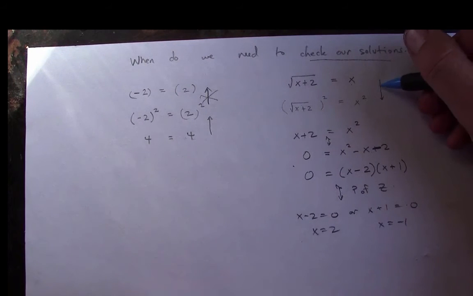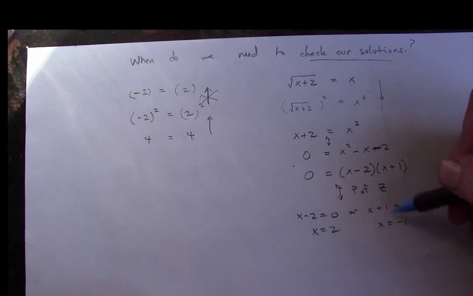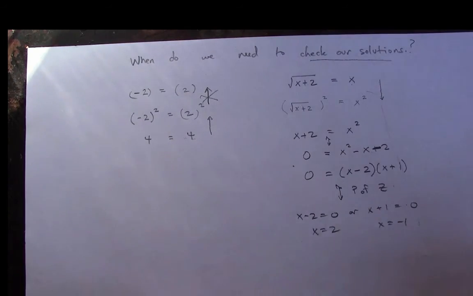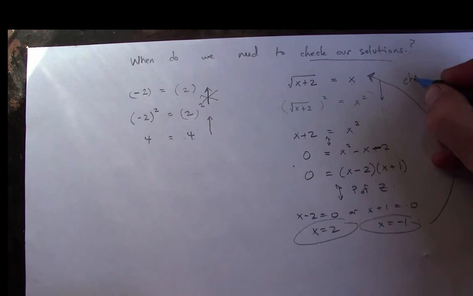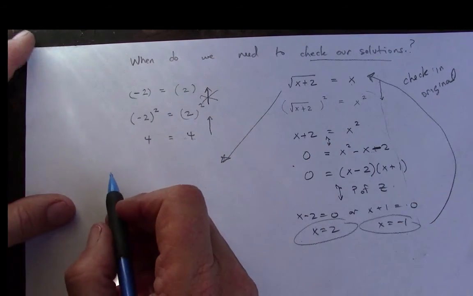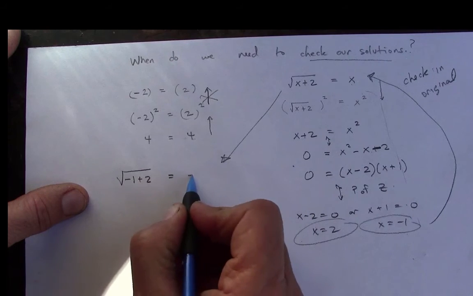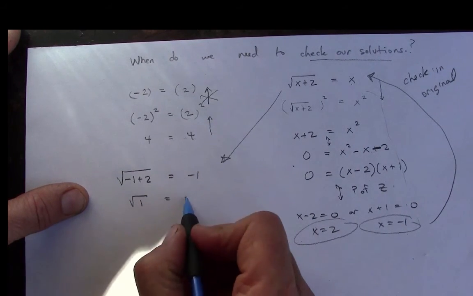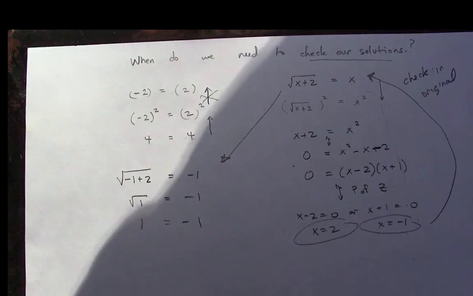Because of the problem of not being able to reverse this step, just because everything is equal after squaring doesn't mean it works prior to squaring, I'm going to have to take these back and check in the original. So let's just do that right over here. Let's put in that -1. The square root of -1 plus 2 is equal to -1. The square root of 1 is equal to -1. The square root of 1 is 1, and that is not equal to -1.